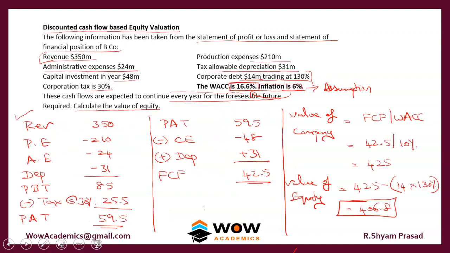We took that number and divided it into our cash flow, and we got the value of the company at 425. This 425 is for the company. We have to find out the value of the equity. So the debt is 14 million, we can take that, but it is traded at 130%, at a premium, so we are multiplying it by 130. We deduct it, and we have found out the value of equity. So that's about this problem.